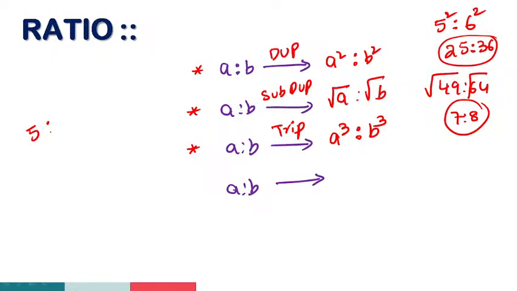For example, 5 is to 6. The triplicate ratio is 5 cube is to 6 cube. 5 cube is how much, guys? 125. 6 cube is how much? 216. That is the answer. A is to B triplicate ratio is A cube is to B cube.